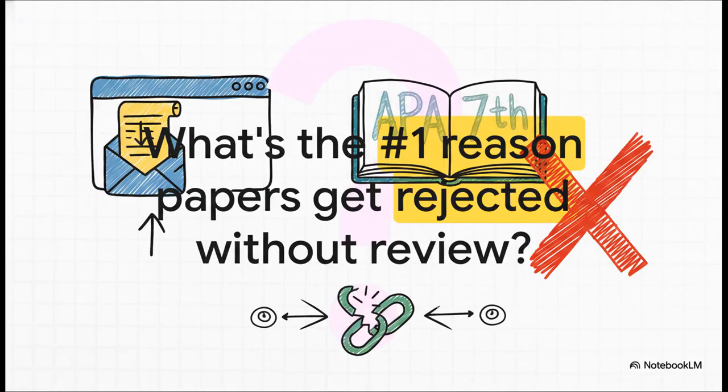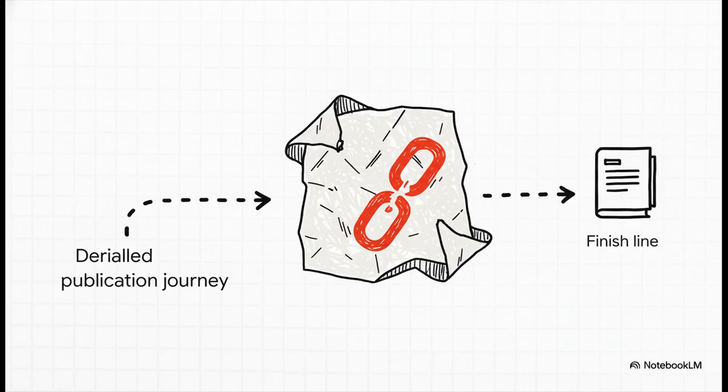So let me start by asking you a question, and it's a pretty high-stakes one. Imagine you've poured months, maybe even years into your research. You've written a brilliant paper. You click that submit button. What do you think is the #1 reason an editor might just reject it on the spot, without even sending it out for peer review? You might be surprised by the answer.